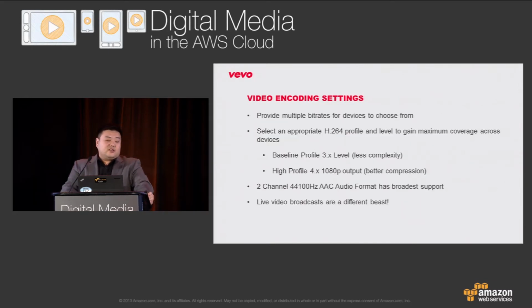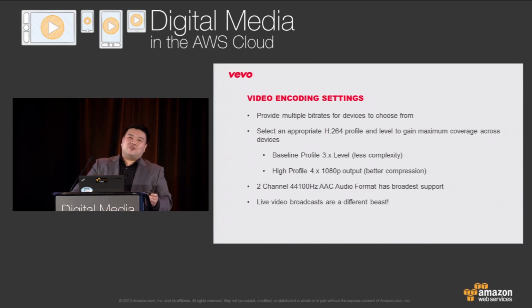Some of the video encoding settings that we deploy: we encode multiple different bit rates for devices to choose from. When you're dealing with H.264 encoding, you need to think about what profile and level you're going to employ for the video encoding. The baseline profile has very broad support, but it wasn't really meant for HD. It has poor compression and uses more battery cycles and CPU cycles on devices. So it's not ideal, but you have a broader reach.